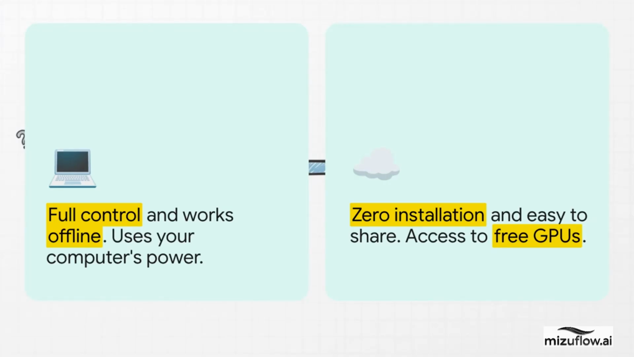Okay, so now you have two great options. Which one's right for you? Let's break it down. On one hand, you've got the local setup with Anaconda. This is awesome because you have total control, it works even when you're offline, and it uses your own computer's power. On the other hand, you've got the cloud with Google Colab. The big win here? Zero installation. It's also super easy to share your work with others. And get this, you can get free access to really powerful hardware from Google. Look, there's no wrong answer here. It's all about what works best for you and your situation.